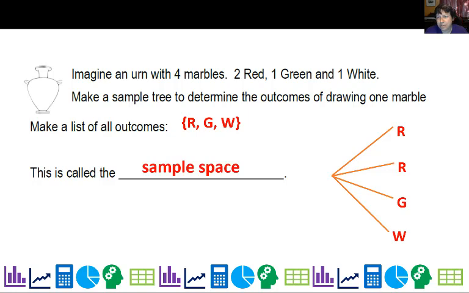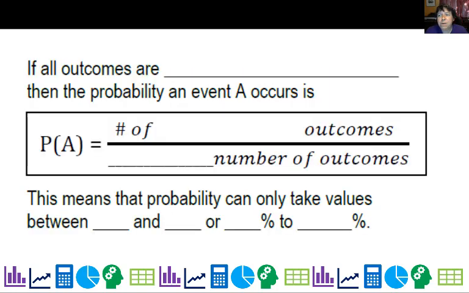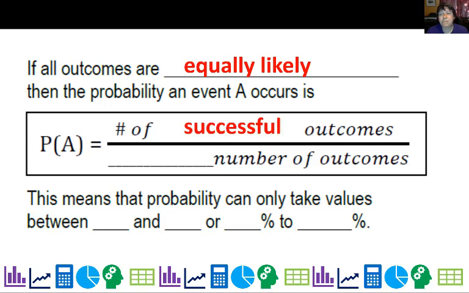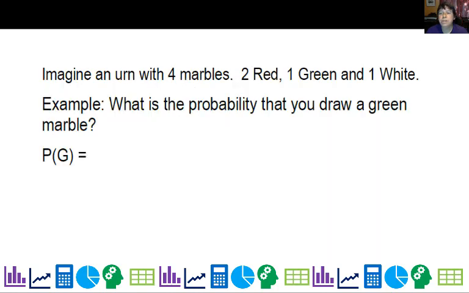Now, this is called our sample space. If all outcomes are equally likely, then I just have to count the number of successful outcomes divided by the number of total outcomes. So if I counted the 2 reds separate, and I say there are 4 total outcomes, then it will work out fine. Since it's always a fraction, the probability can only take values between 0 and 1, or 0% and 100%. So let's go back to that urn. What is the probability you draw a green marble? Well, there's only 1 green marble out of 4. So it's 1 out of 4, or 0.25, or 25%.